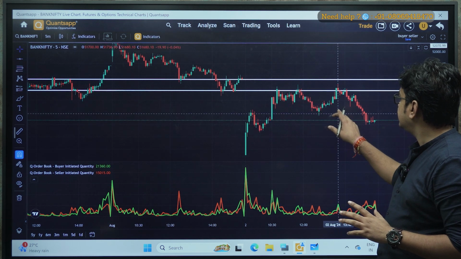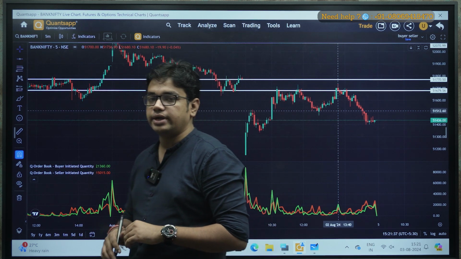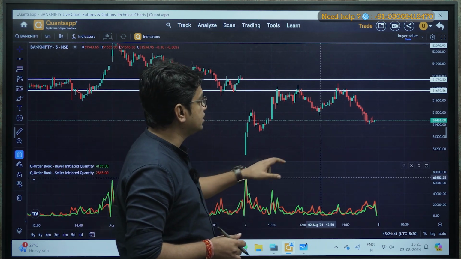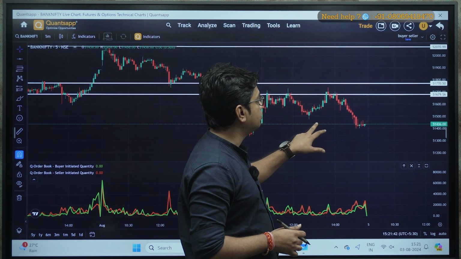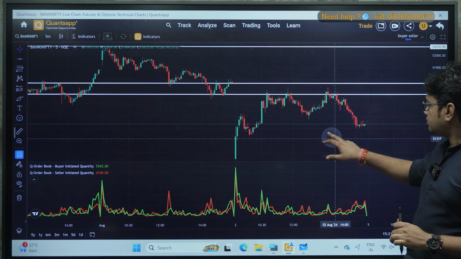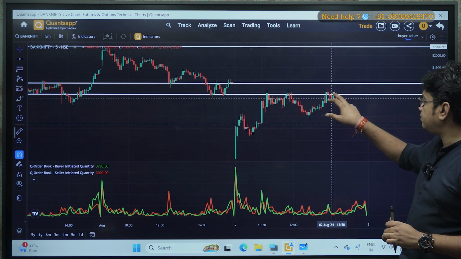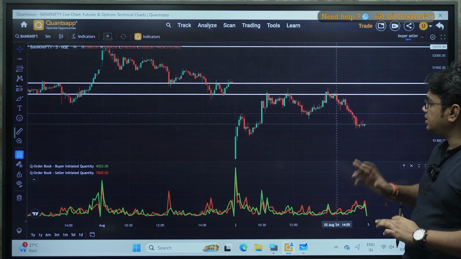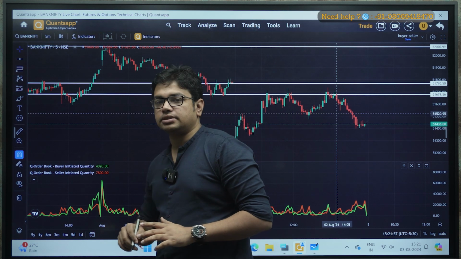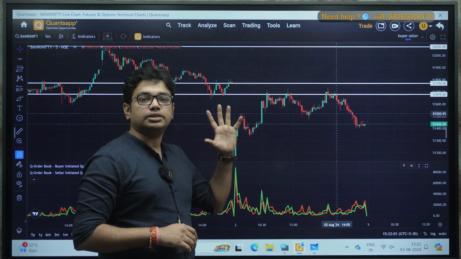So you can see here there is a hammer candle. Then I'll check the order book quantity. The buyers are more and sellers are less, so I will not initiate the trade over here. Now you can see over here there is a rejection by wick. Now I'll see one engulfing candle. Here you can see the buyers are 4,000, sellers are nearly 8,000. So you can see the sellers are more.